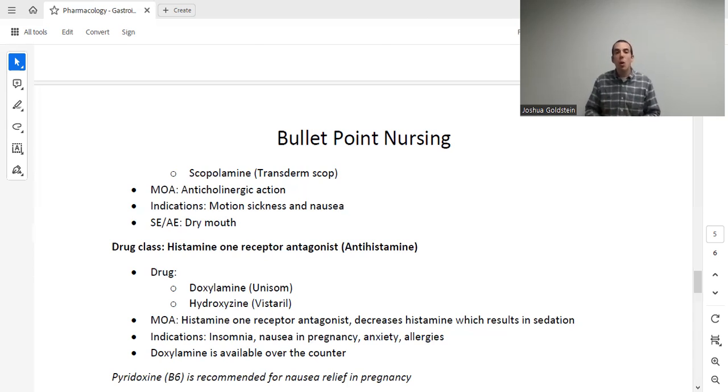Doxylamine is really only used for pregnancy-related nausea, for hyperemesis gravidarum. It is available over the counter, and it is often used for that. The mechanism of action for this, it blocks histamine 1 receptor antagonist. We know that. It also decreases histamine, which causes sedation. We know that too. These are a first-gen antihistamine, which means they do cause that fatigue and that drowsiness.